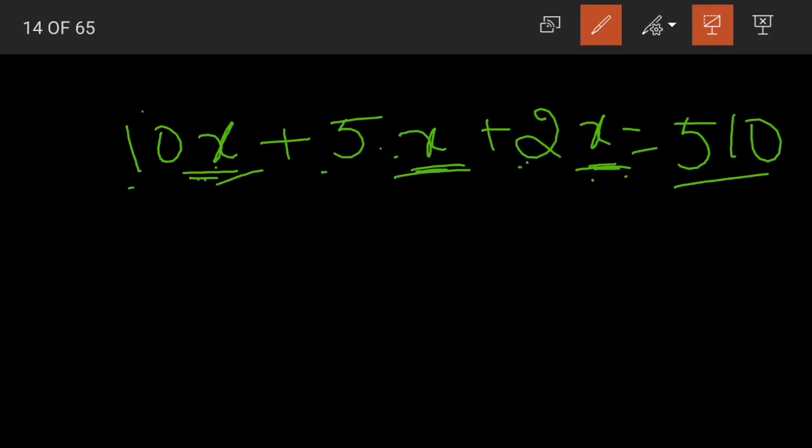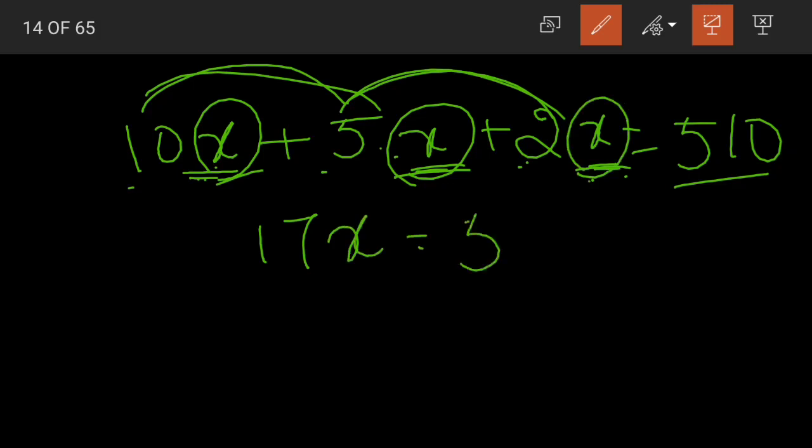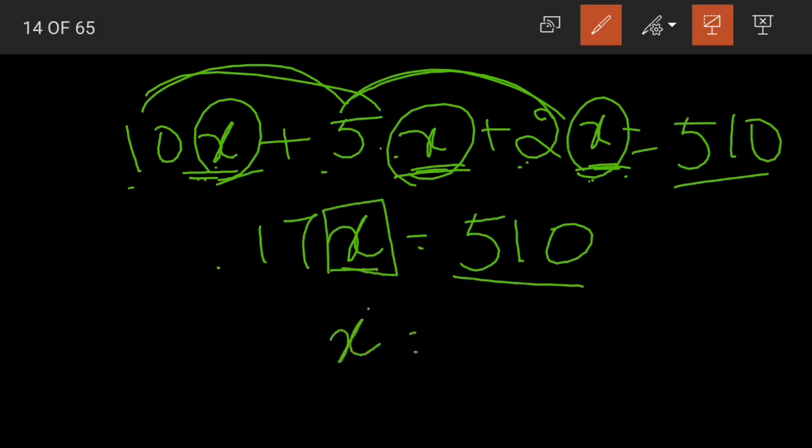Now again, just in the previous question I have taken the example of apples, right, children? Just in the same way, consider this as 10 plus 5 plus 2 apples. 10 plus 5 is 15, 15 plus 2 is 17, and as all the numbers are having x, this also will have x here. So 17x is equal to 510. Now 17 into x. Now what is 1x equal to?